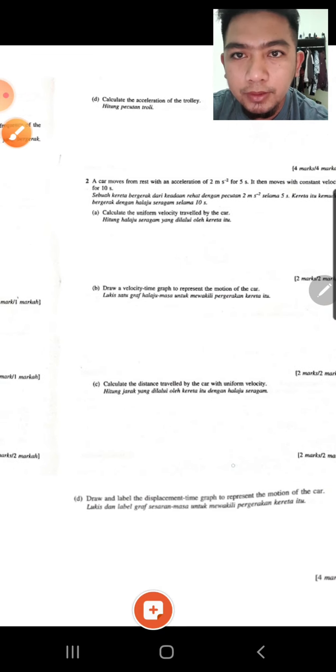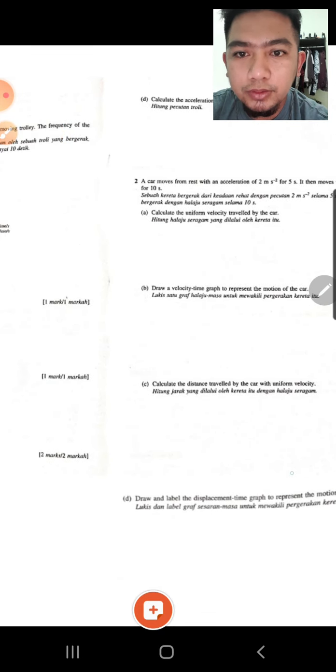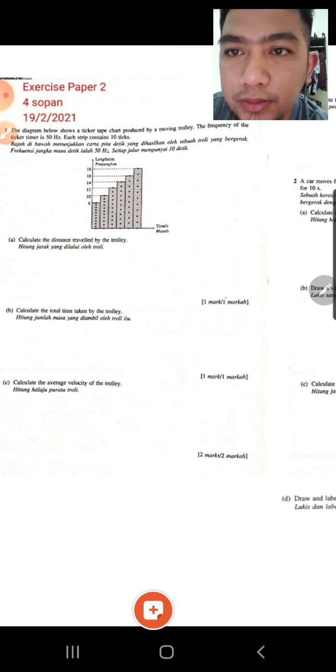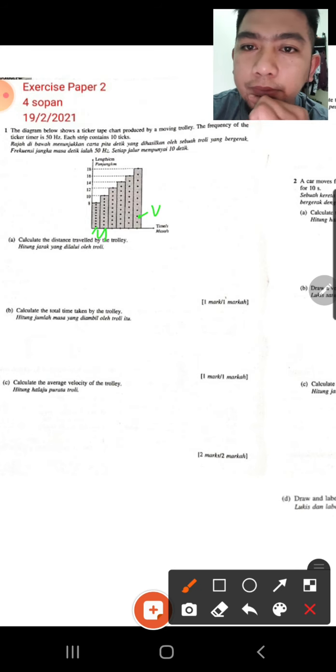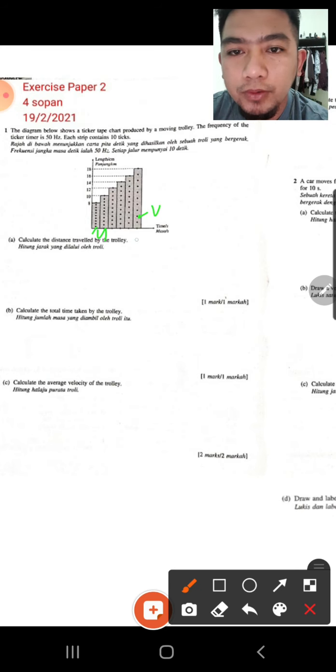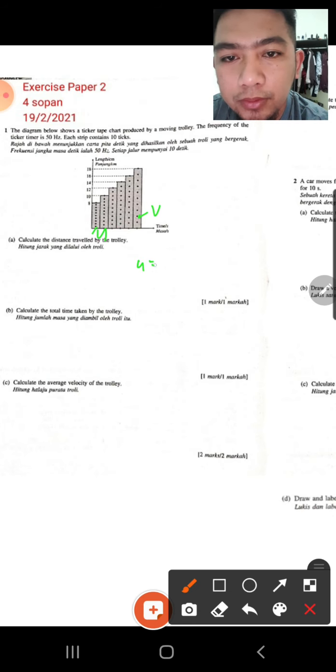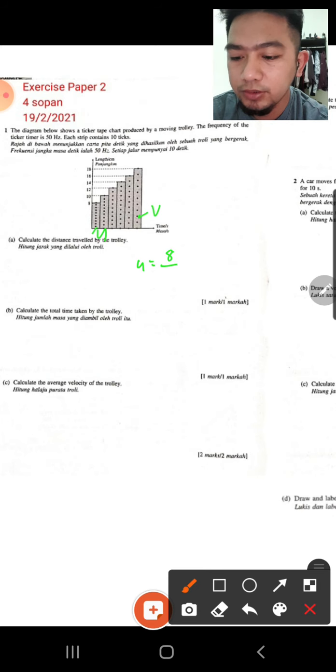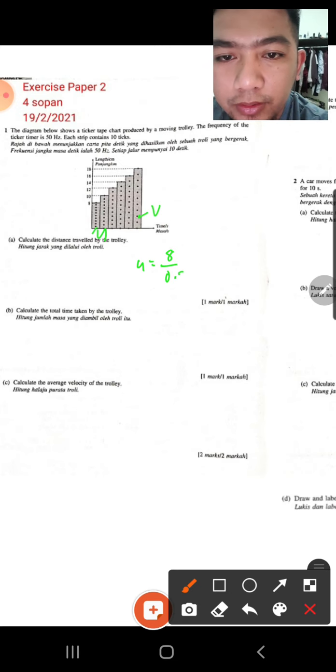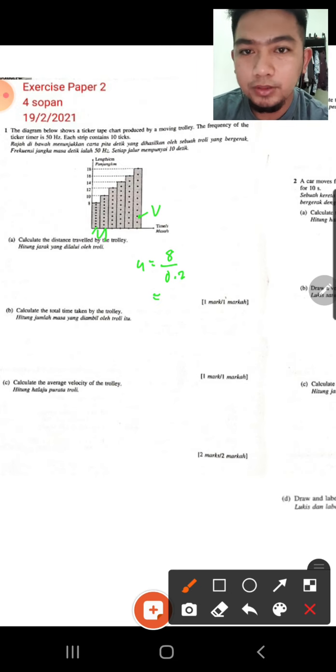There is another question, D. Calculate the acceleration of the trolley. So for acceleration, you need to find U here, and V here. Okay. So we need to find U first. The displacement is 8. The time is 10 dots times 0.02, so divide by 0.2. We will get the answer 40.